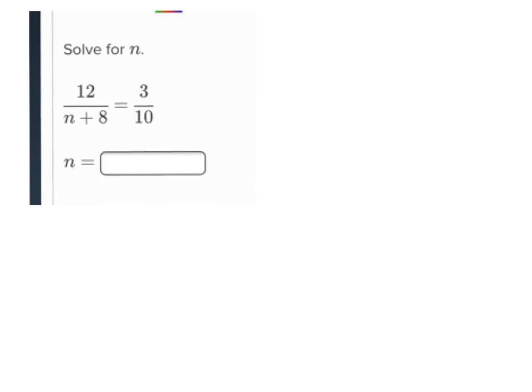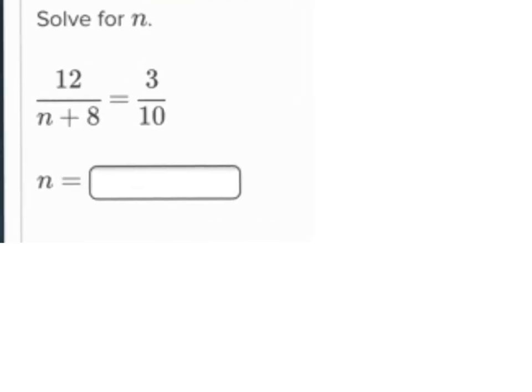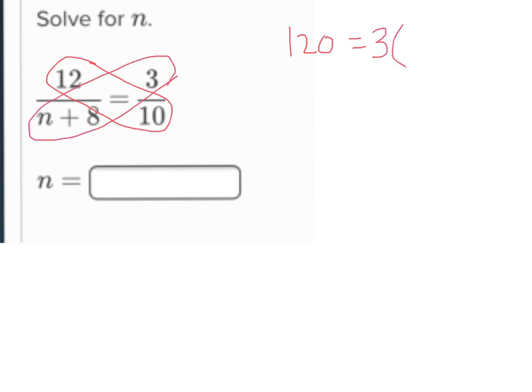So here's our last one, and I have a proportion right here. I have a fraction on the left and a fraction on the right and an equal sign in the middle. When that's the case, I what? I cross multiply. So you should pause the video and try to cross multiply it on your own. And so I'm going to do 12 times 10, which is 120, and 3 times n plus 8, which is 3 times n plus 8.